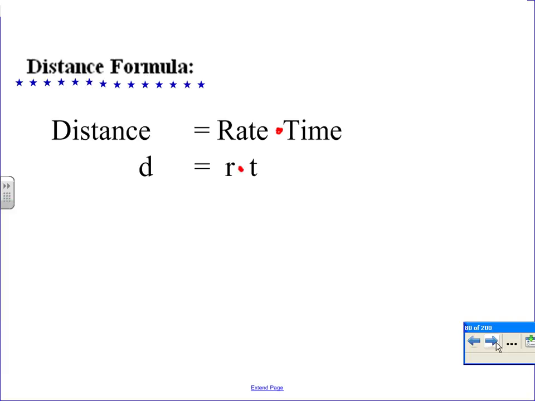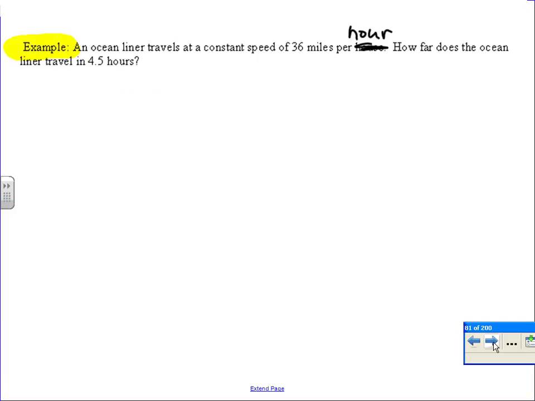Sean? Yes, you may. Charles? It should say per hour. Just to trick you. Okay, so the next problem, you notice I already crossed off house. That makes no sense to say an ocean liner travels at a constant speed of 36 miles per house. 36 miles per hour, that's what it should say. Okay, so Donatus, go ahead and explain this for us. Yeah, read it first, and then I want you to explain it to us.